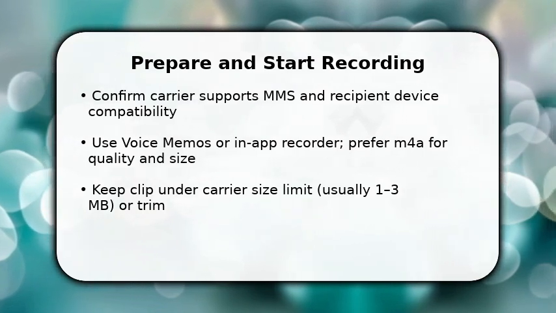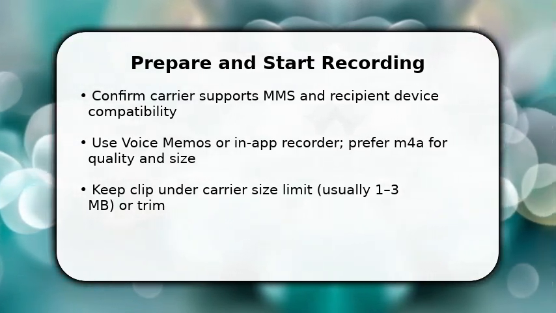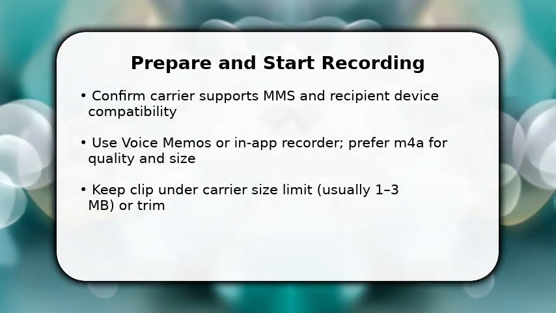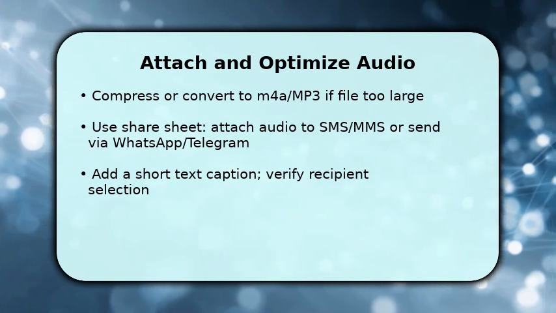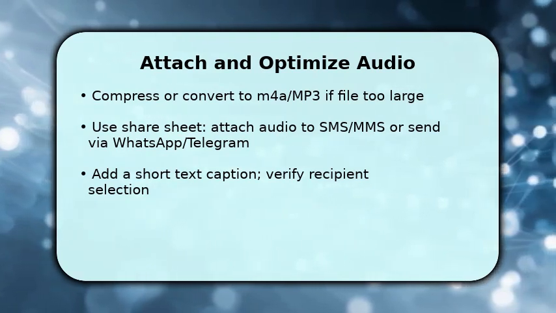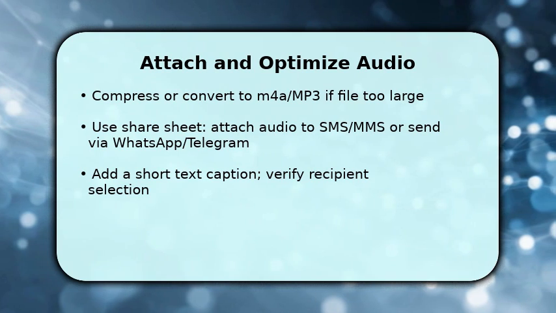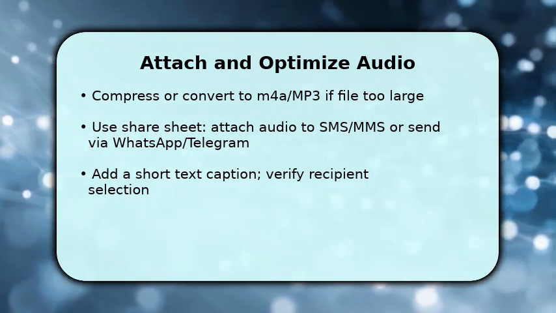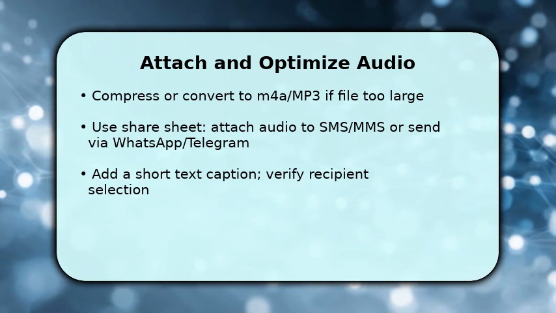After recording, trim any dead space so the file stays under the carrier limit and is quick to upload and download on mobile networks. Now you attach and optimize the clip. If the recording is too large, compress or convert it to M4A or MP3 using a quick app or built-in export. This reduces bitrate while keeping clarity.